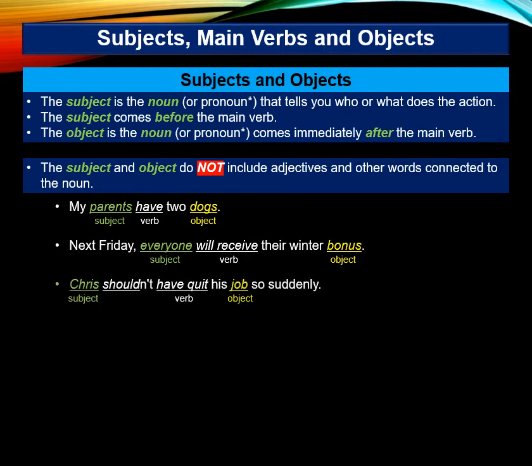Chris shouldn't have quit his job so suddenly. Subject, Chris. Verb, should have quit. Notice that not is not a part of the main verb or the verb phrase. And finally, job is the object.